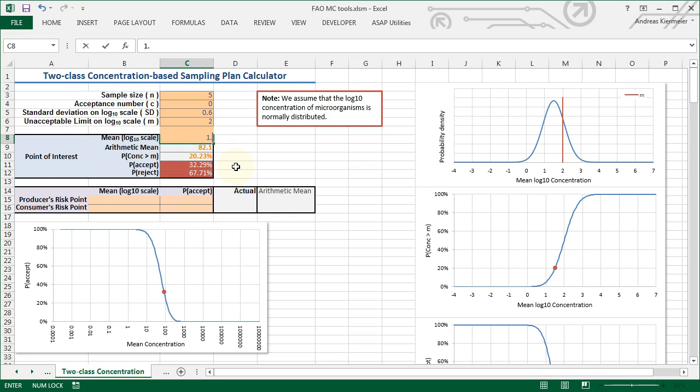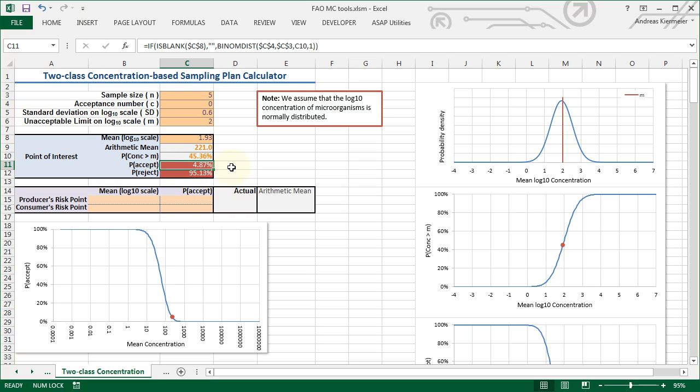Now we need to go a little bit higher. Let's go 1.9. We're getting close to the 5%. 1.91, 1.92, 1.93, and at 1.93 for the mean on the log10 scale, this particular sampling plan would result in a probability of acceptance that is just below 5%.